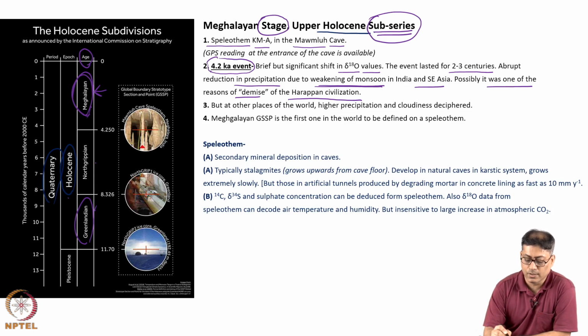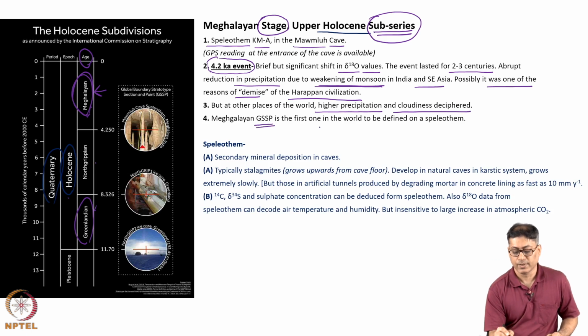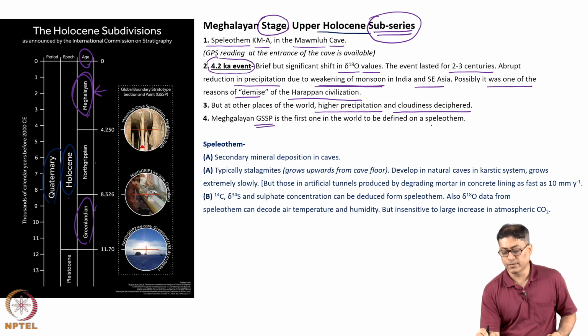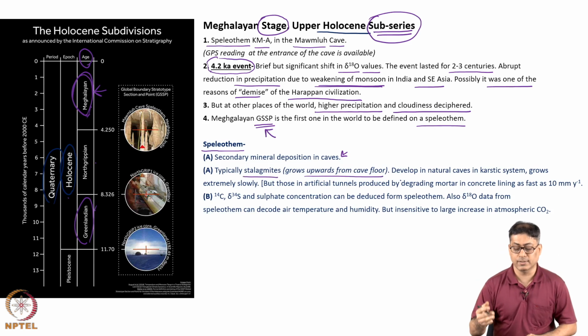This upper Holocene event, 4.2 kilo years back, did not mean decreased precipitation worldwide. For example, there are some places in the world where there was higher precipitation and cloudiness at this time, and these have been deciphered. The Meghalayan GSSP is the first one in the world to be defined on a speleothem. Just for our information, what is a speleothem? They are secondary mineral depositions in caves. Typically, they are stalagmites, that means secondary deposition growing upward from the cave floor. If it is growing downward from the cave roof, then we call it a stalactite.